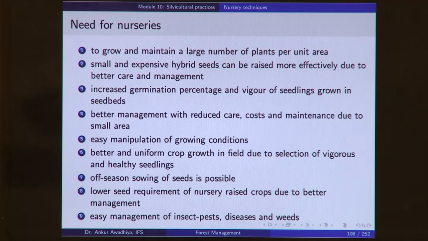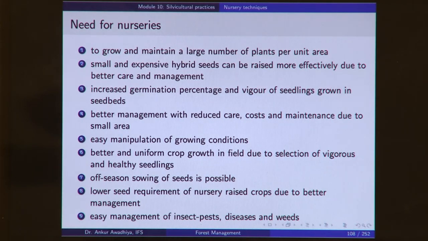Now, in the case of a nursery, we make seed beds, we provide those conditions which are optimal conditions for germination and for the growth of plants. So this results in a much better or increased germination percentage and also the vigor of seedlings. Now, vigor refers to the hardiness of the seedling and also the rate of growth that it will show once you have planted it out in the field.